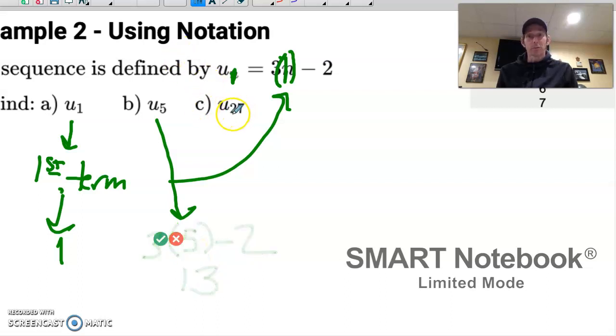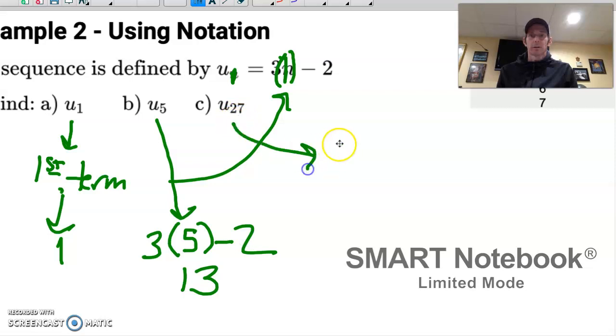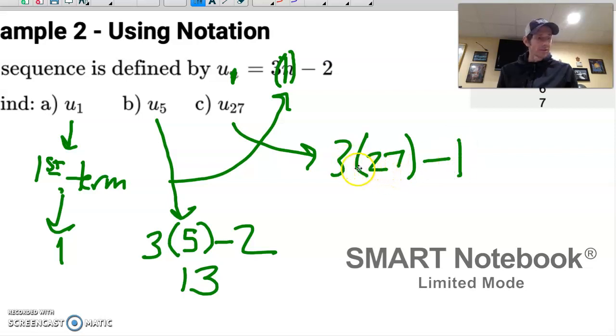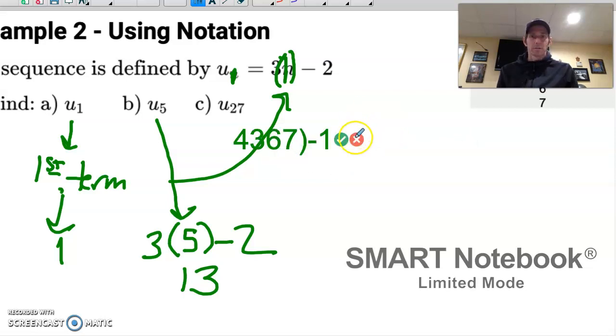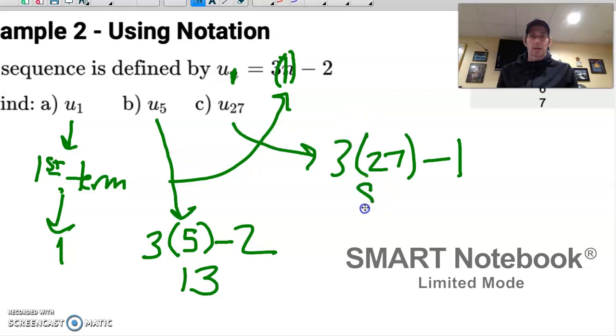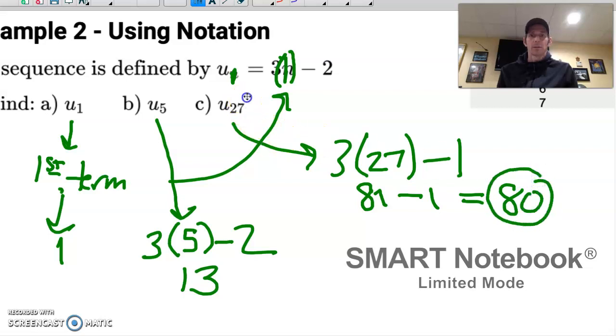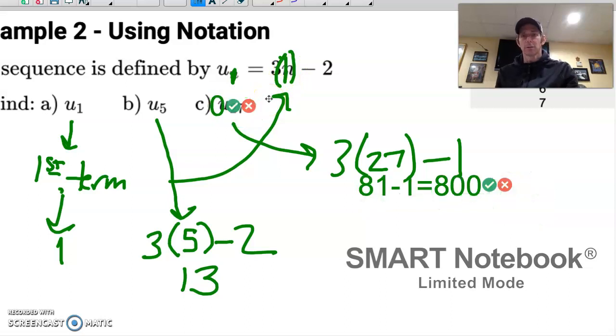And if I want to find the 27th term, is that crazy? I would put 27 in for n, and I would have to know what 3 times 27 is, which is 81, and 81 minus 1 is 80. So this would be the 27th term, and we got it by plugging the 27 in. Again, pause this thing if you need to.